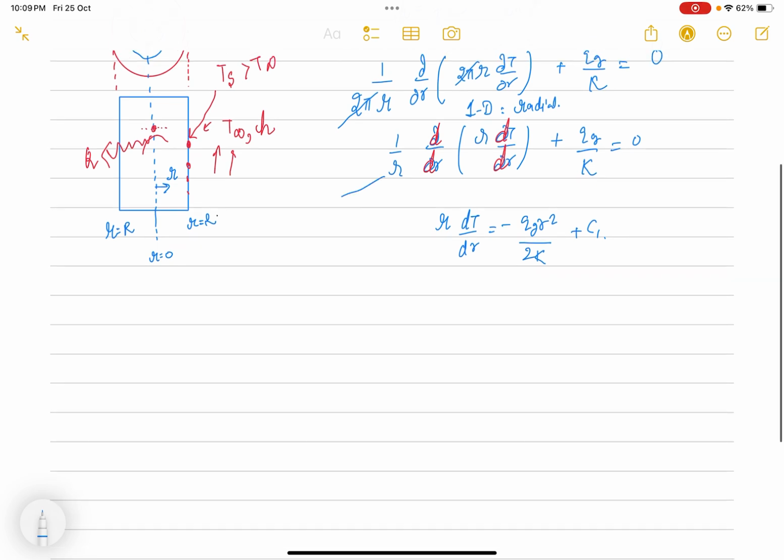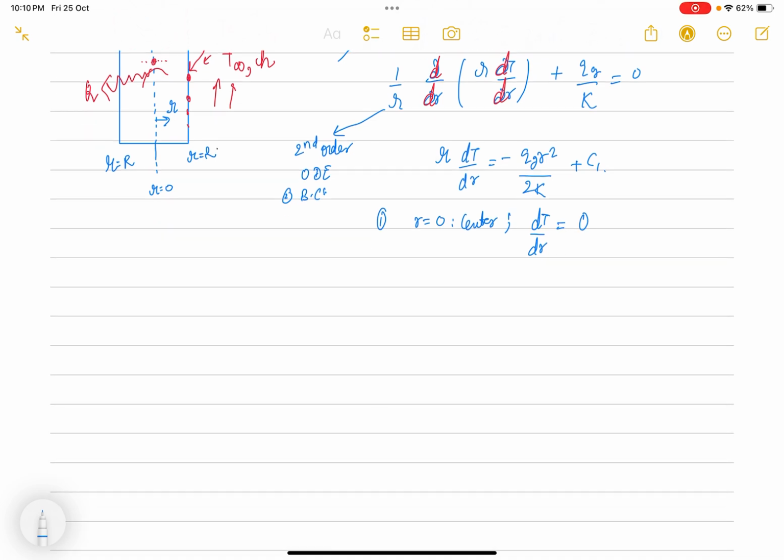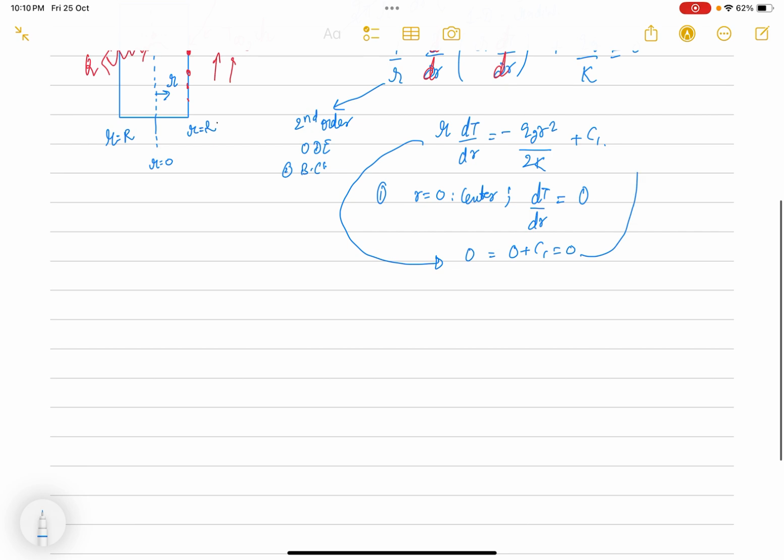And since it is a second order ODE, we need two boundary conditions to solve this equation. The first boundary condition is that at r equal to 0, the center, the temperature is maximum, which means the slope is 0. So we can get C1 as 0. If we plug this C1 value here, we get dT by dr equal to minus qg r by 2k.